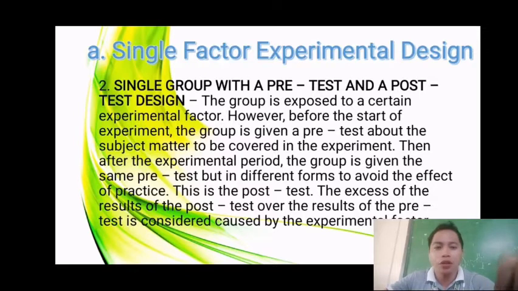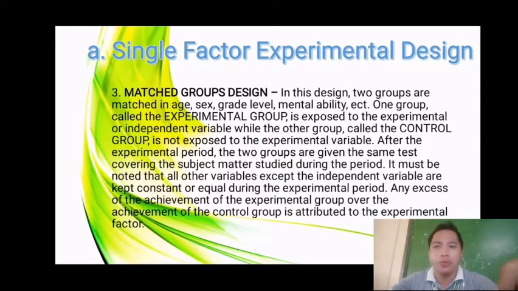So, number three, we have the matched groups design. In this design, two groups are matched in age, sex, grade level, mental ability, etc. One group, called the experimental group, is exposed to the experimental or independent variable, while the other group, called the control group, is not exposed to the experimental variable.